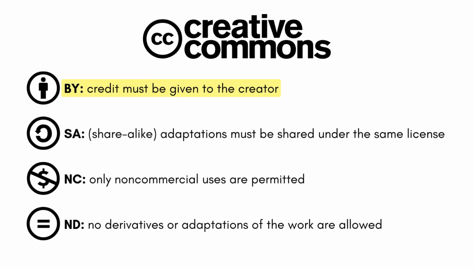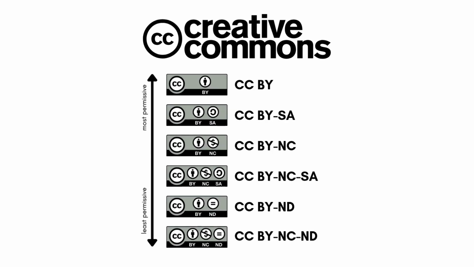BY requires credit to be given to the work's creator. SA, or share alike, indicates that any adaptations of a work must be shared under the same license. NC indicates that only non-commercial uses of a work are permitted. And finally, ND indicates that no derivatives or adaptations of a work are allowed. These elements can be combined to make 6 different licenses that range from CC BY, which is the most permissive option, to CC BY NC ND, which is the most restrictive option.